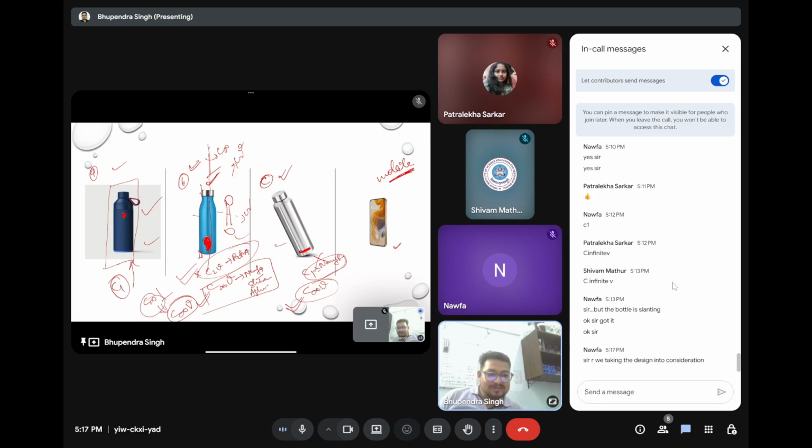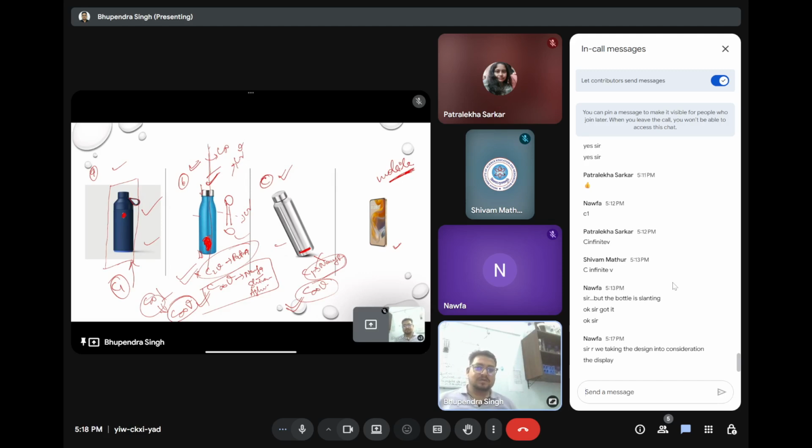Sir, are we taking the design into consideration? Which design? I mean these volume and power buttons, and the display. So consider this is your display. Nothing is showing here. This is black. Nothing is written here. It is like this. Now tell me.